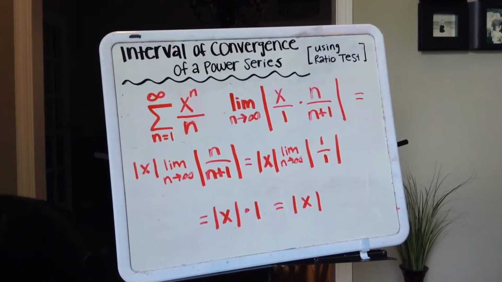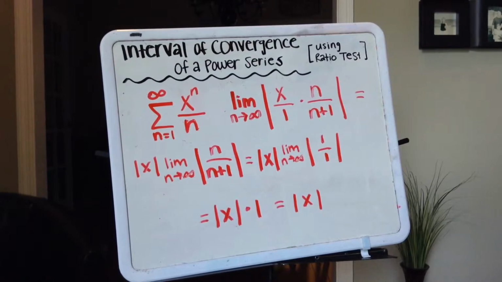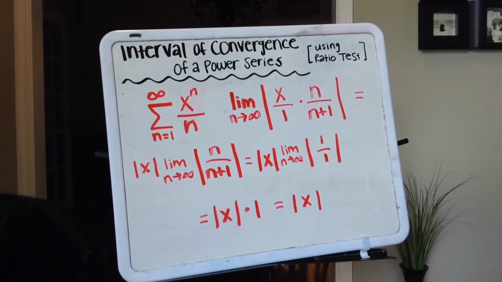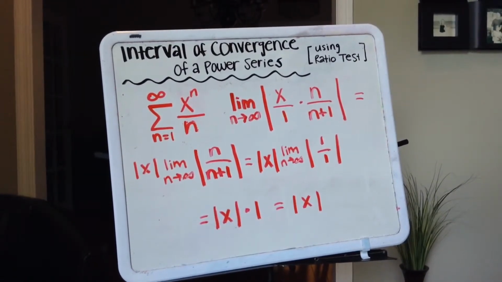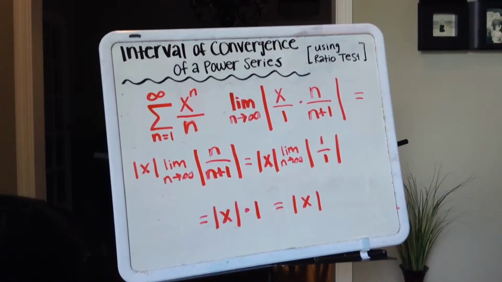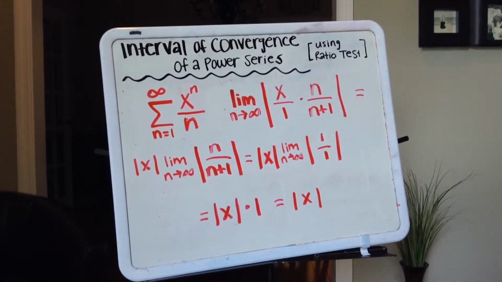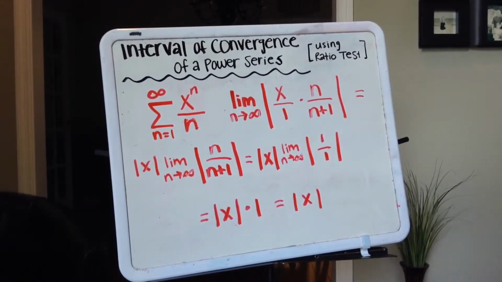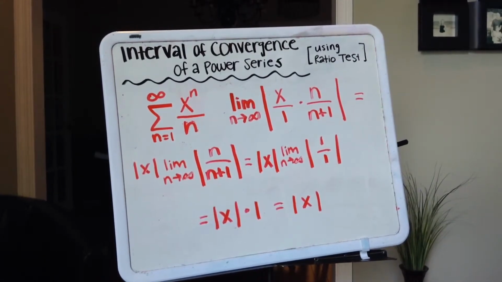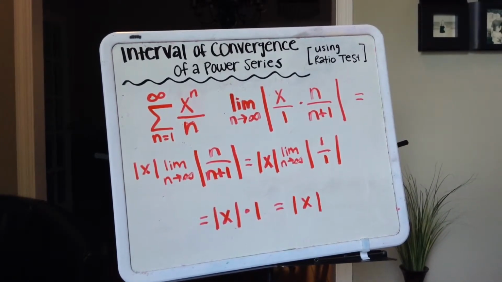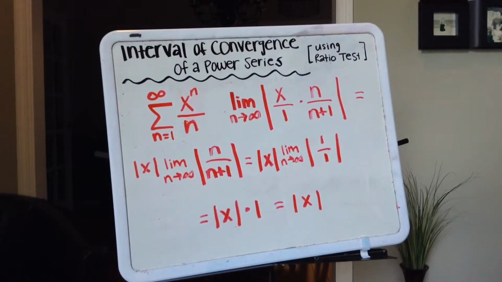Okay, now that we've canceled the x to the n terms, we're left with the limit as n approaches infinity of the absolute value of x times n over n plus 1. So I've isolated the x term because whenever you're performing the ratio test, you're going to want to pull out your x term to the front of the equation in order to separate it from the n terms. So by isolating the x, I made this step a lot easier for myself.